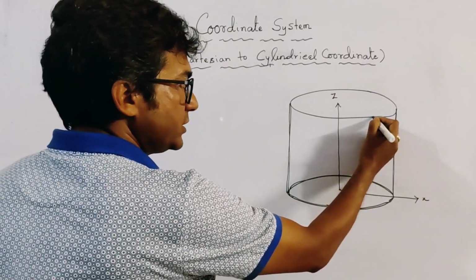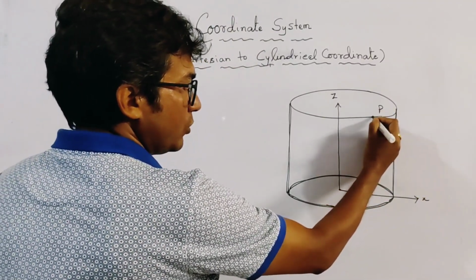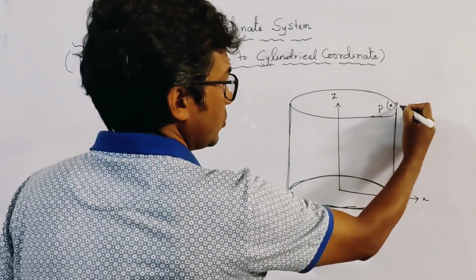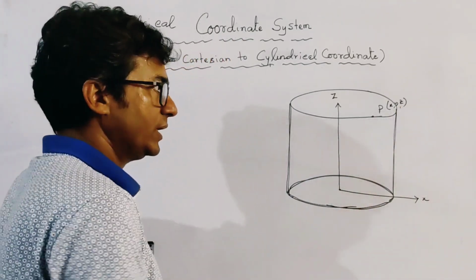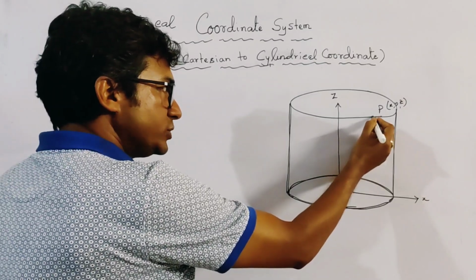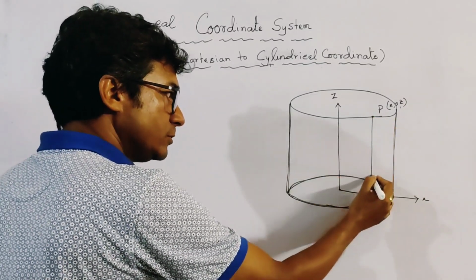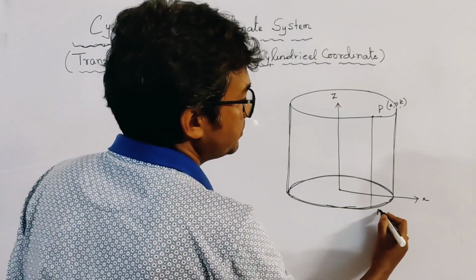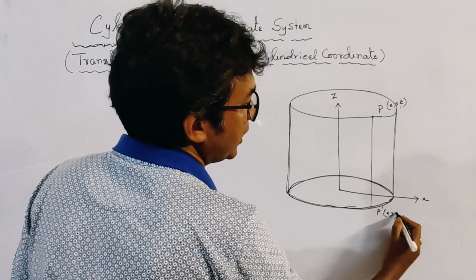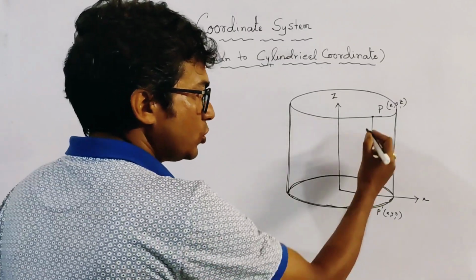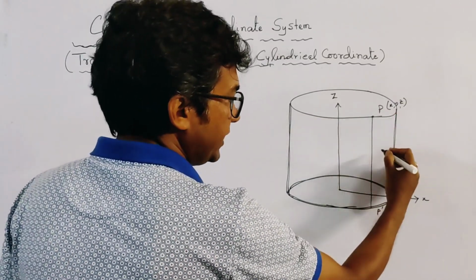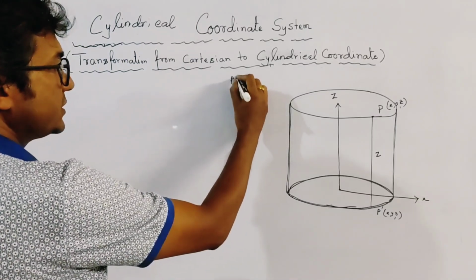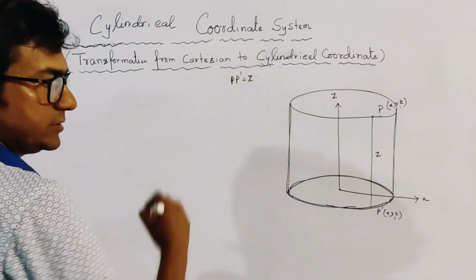Let any point P on the rim of the cylinder be (x, y, z), and we project this point onto the lower rim of the cylinder. This is P', which is (x, y, 0). So P'P is equal to z.